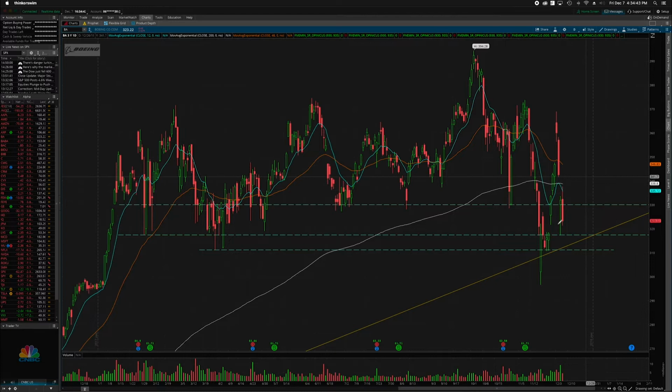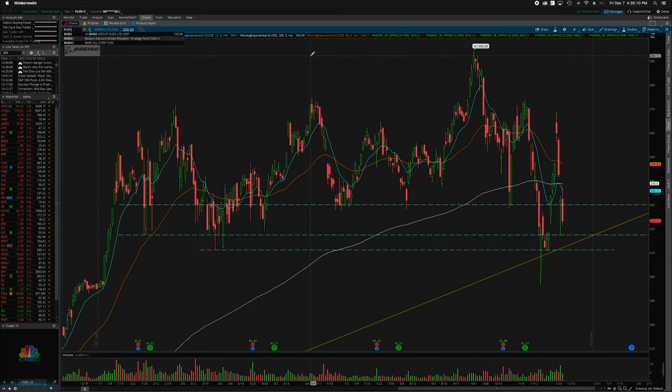But it gets kind of choppy in there, so you kind of just have to play that one and keep an eye on it if you're day trading. Otherwise, I'd say a good target would just be straight up to 340. But that may be over the course of a couple days, not just one day. So something to keep in mind if you're day trading Boeing.